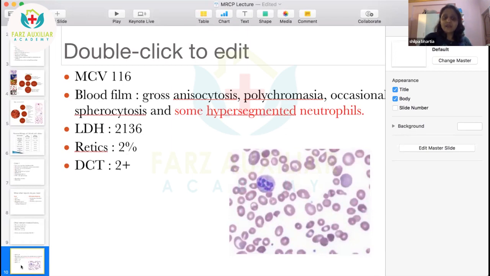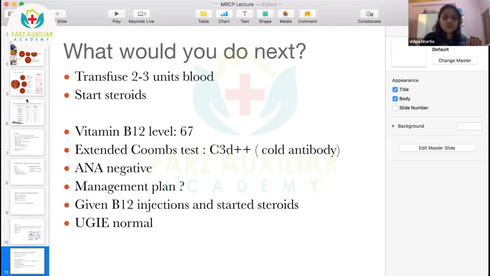So once I see an MCV is high and I see hyper-segmented neutrophils, what level would you want to know? Hyper-segmented neutrophils is classical of? Vitamin B12 deficiency. Yes, vitamin B12 deficiency. So most people would think, oh, her hemoglobin is 6.2, she's symptomatic, let me transfuse blood or start steroids. But if you look, she had a vitamin B12 level of 67, which is very low. The range is a bit wide, anywhere from 180 to 200, depending on the lab, to 900.